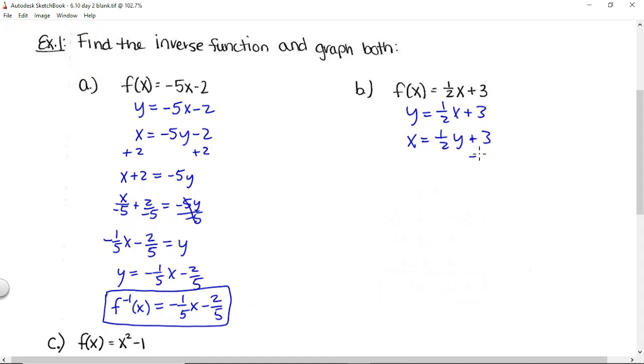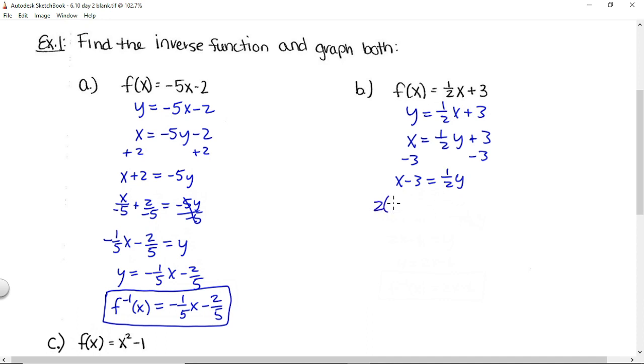First subtract 3 from both sides. We have x minus 3 on the left. On the right, we have 1/2 times y. Now, we want to get rid of this 1/2. How do we do that? It's a fraction. Multiply both sides by its reciprocal.